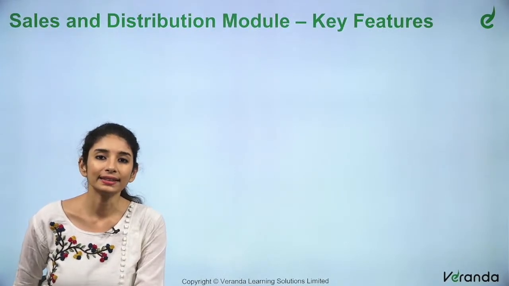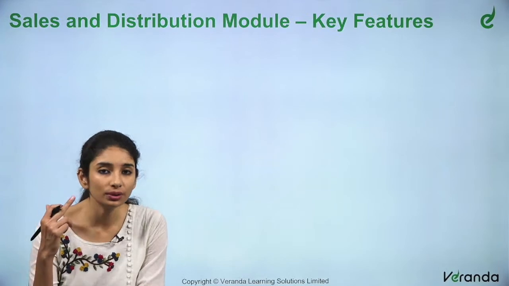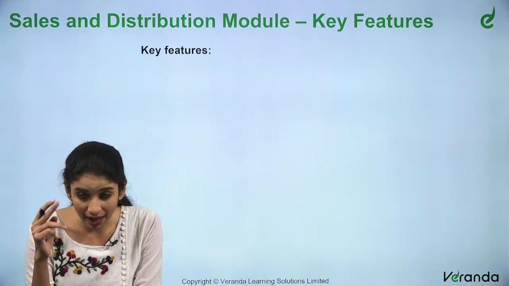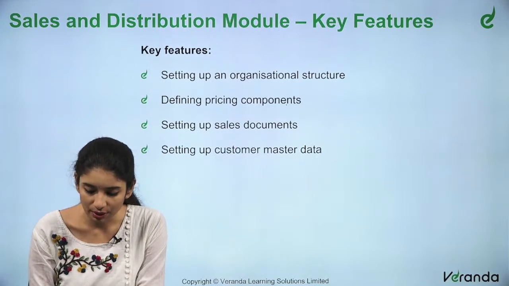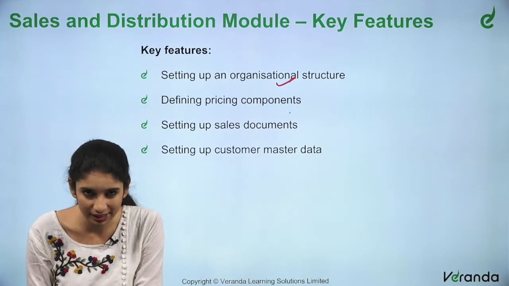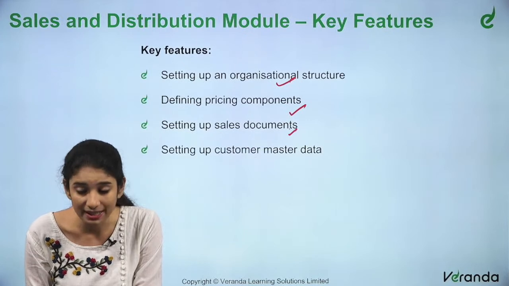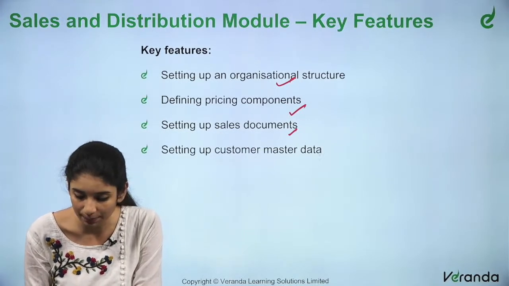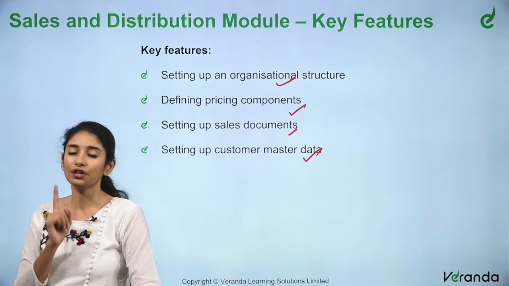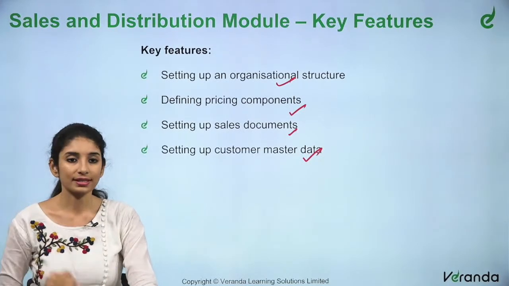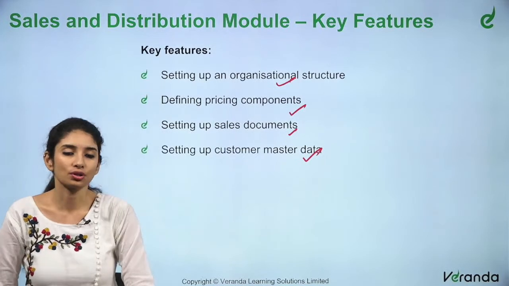Next is the sales and distribution module. You already know the activities in the sales and distribution module. Here are a few key features. You have to set up the organization structure, set up the pricing components, set up the sales documents, GST compliant invoice, and set up customer master data. These are the key features, not the steps of activities in the sales and distribution module.